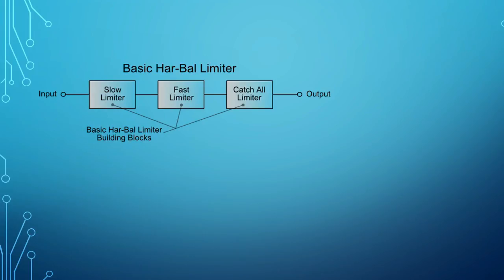But there is still one more problem if aggressive limiting is attempted. If you have a strong and rhythmic bass component, whether from a synth, a bass guitar, or drums, it can result in a modulation artifact, whereby the bass modulates the amplitude of the other instruments in the track, something typically referred to as pumping or breathing. To minimize this intermodulation effect, we use three basic Har Bal limiters.